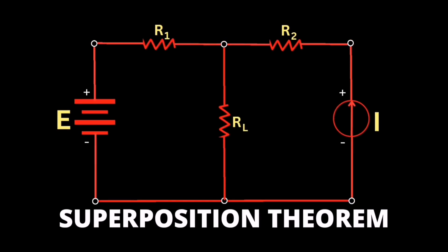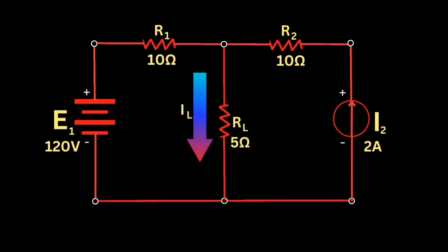I already discussed the superposition theorem in my last video. Here is another example of a circuit with current and voltage source supplying a load. Given a circuit with a voltage source of 120 volts and current source of 2 amperes. Also given is the line resistance of the two sources, which are both 10 ohms. The load resistance is equal to 5 ohms. Calculate for the current flowing in the 5 ohm load resistor.